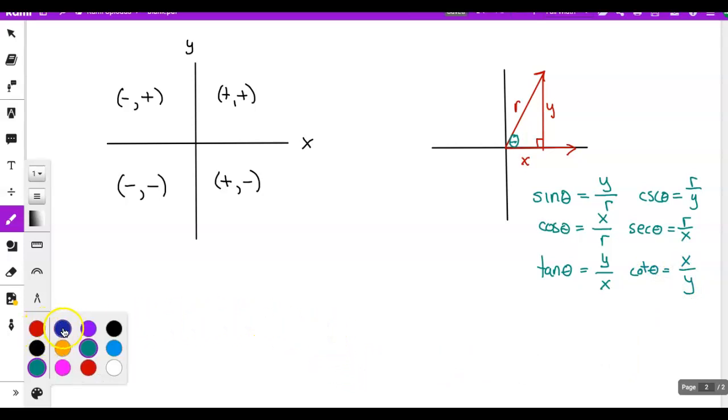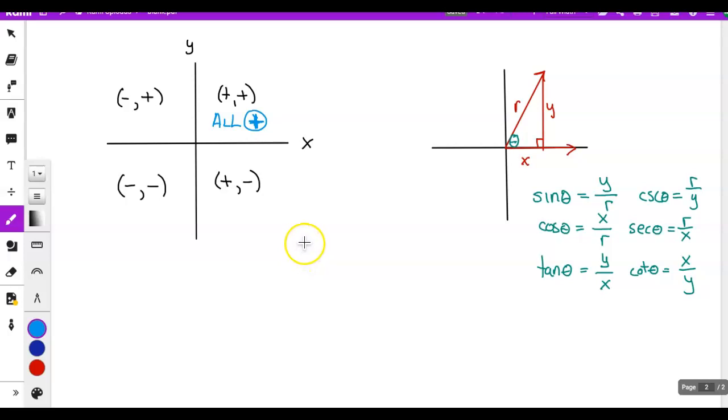In the first quadrant, x and y are both positive and r is always positive. If you put positives everywhere here, then all of your trig functions are positive in the first quadrant. So if your angle is in the first quadrant, sine, cosine, tangent, secant, cosecant, cotangent are all positive.